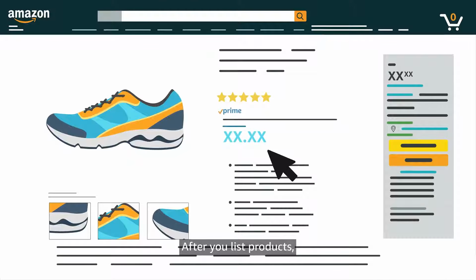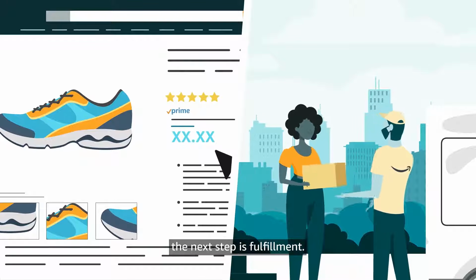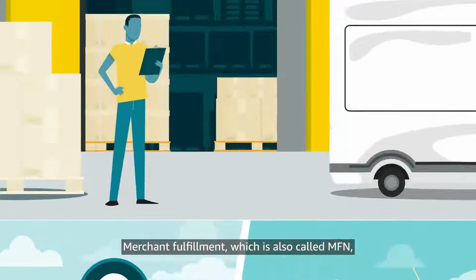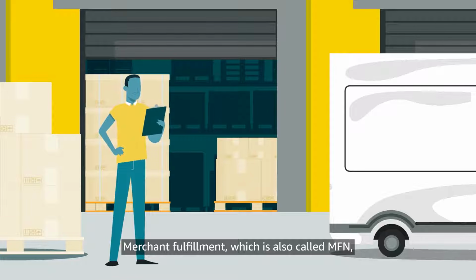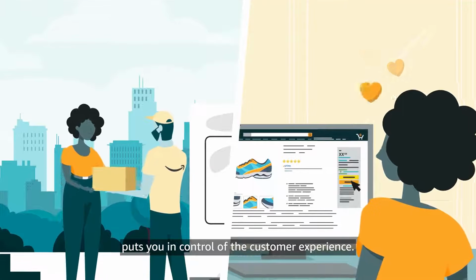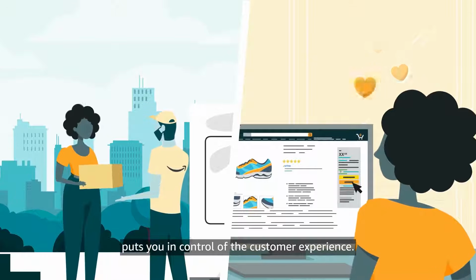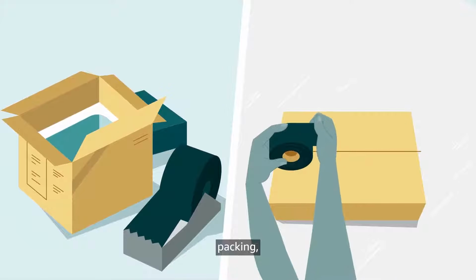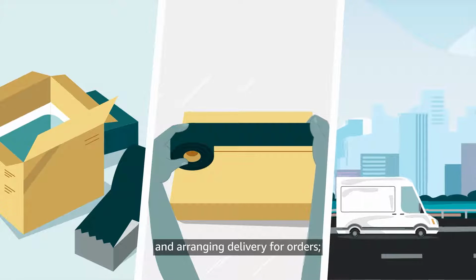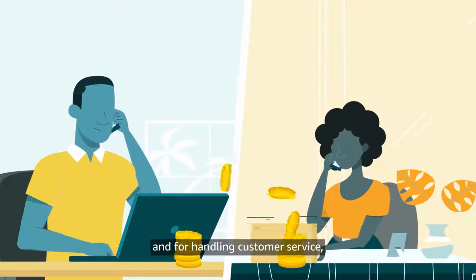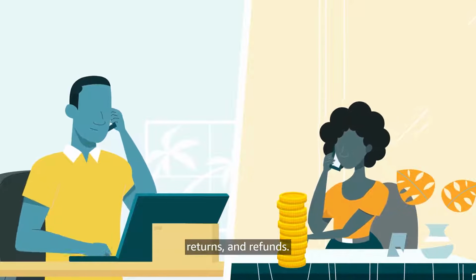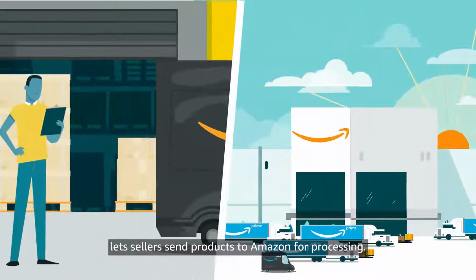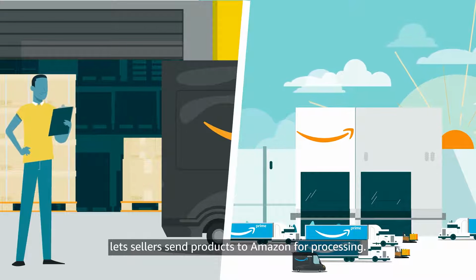After you list products, the next step is fulfillment. Amazon sellers can fulfill orders in 2 ways. Merchant fulfillment, which is also called MFN, puts you in control of the customer experience. It also means you're responsible for prepping, packing, and arranging delivery for orders, and for handling customer service, returns, and refunds. Fulfillment by Amazon, or FBA, lets sellers send products to Amazon for processing.